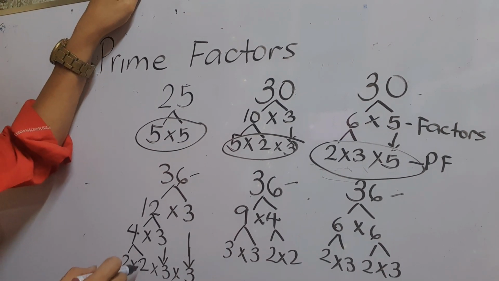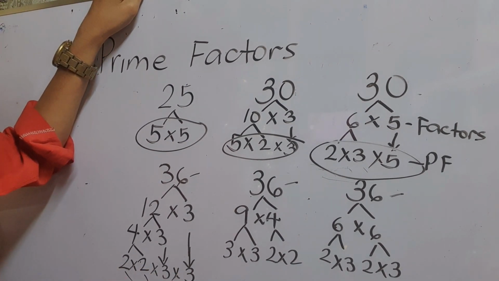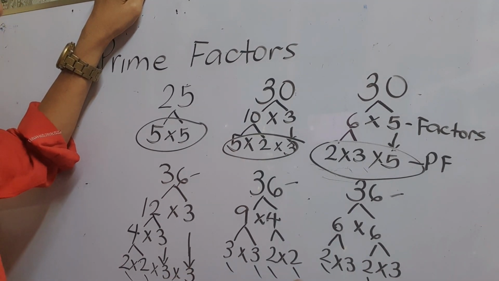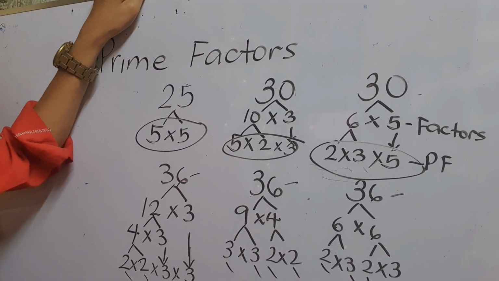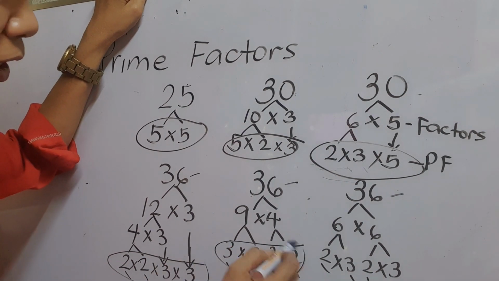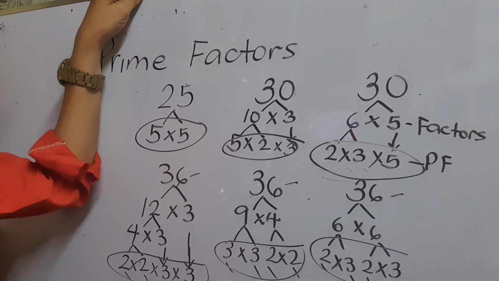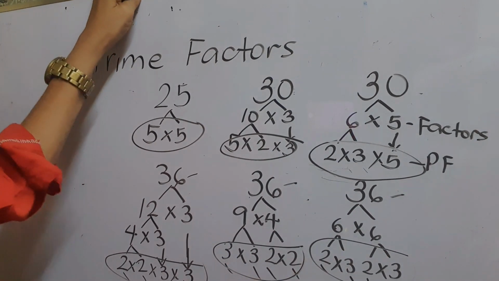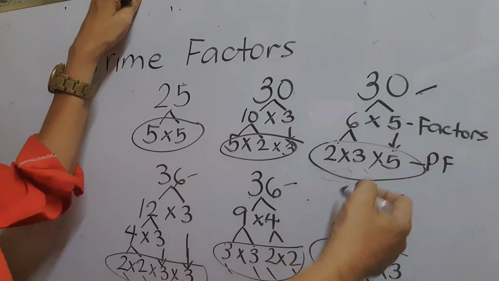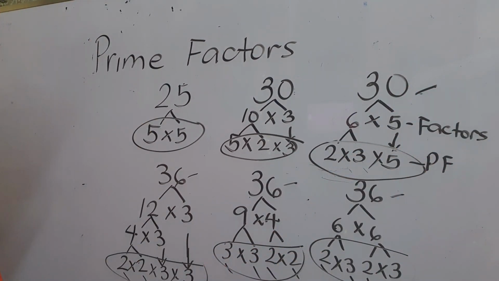Okay, so we have here 2 times 2, 2 times 2, 2 times 2. 3 times 3, 3 times 3, 3 times 3. Okay, so nakita nyo? Still, pare-pareho ang kanilang prime factors. Okay? Still the same. So, ibig sabihin, their products would be the same, their factors may be different, but their prime factors will always be the same. Okay? So, sana po ay makatulong ito sa inyo, mga bata.